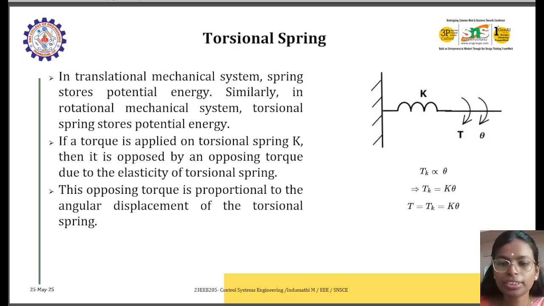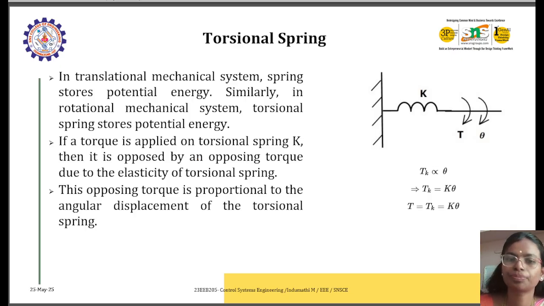Next comes the torsional spring. The torsional spring is nothing but a rotating spring. If a torque is applied, there will be an opposing torque. Normally, when I apply a torque, there will be an opposing torque from that particular object. In the torsional spring, the opposing torque is due to elasticity. When I am pulling it, there will be elasticity. The opposing torque depends on the displacement, that is, how much I am pulling the spring.